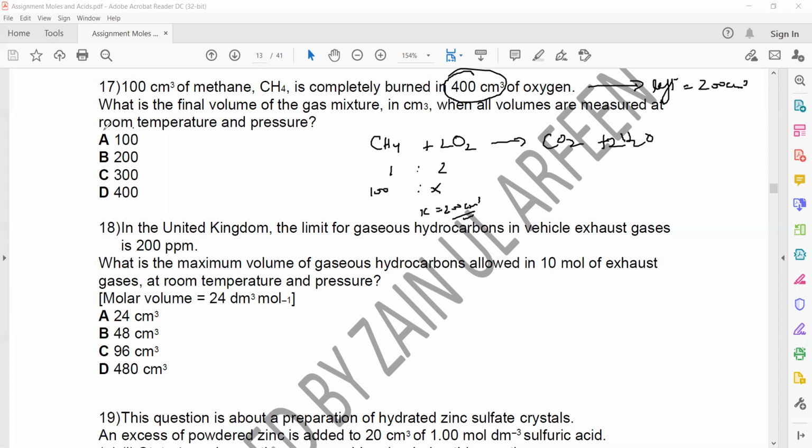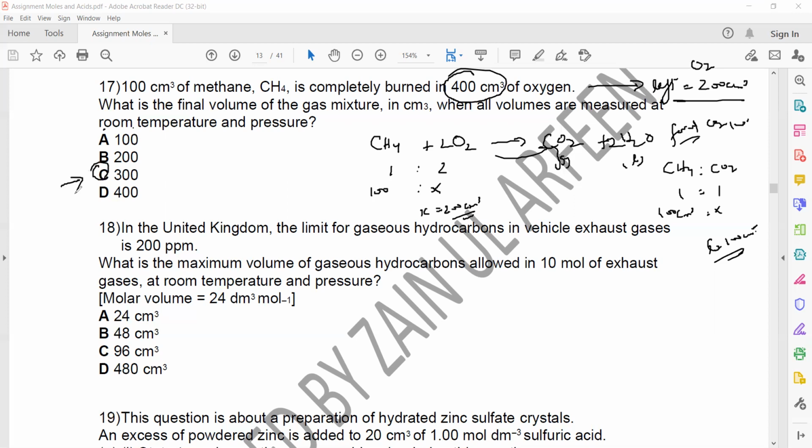And at room temperature, water will be liquid, carbon dioxide is gas. So the ratio for methane to carbon dioxide is 1 is to 1. So if we burn 100 cm cube of methane, it will be x cm cube of carbon dioxide. So it will be 100 cm cube of carbon dioxide. So we are left with 200 cm cube of oxygen, and the amount which is formed for carbon dioxide is 100 cm cube. So the total volume of gas will be 300 cm cube.